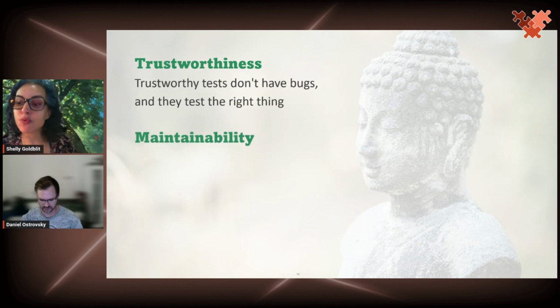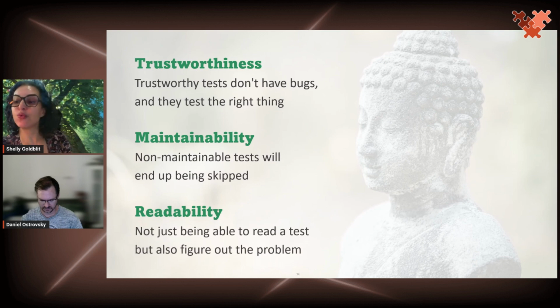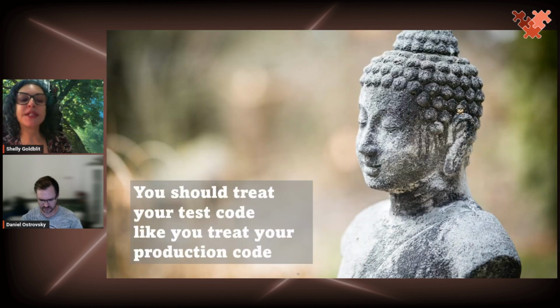Non-maintainable tests can ruin a project schedule, or you risk losing the tests when the project is put on a more aggressive schedule. We will simply stop maintaining and fixing failing tests. Readability means not just being able to read the test, but also figure out the problem if the test seems to be wrong. Note that without readability, the other two pillars fall pretty quickly. Maintaining tests becomes harder and you can't trust them anymore. Most importantly, you should treat your test code with the same respect you treat your production code.